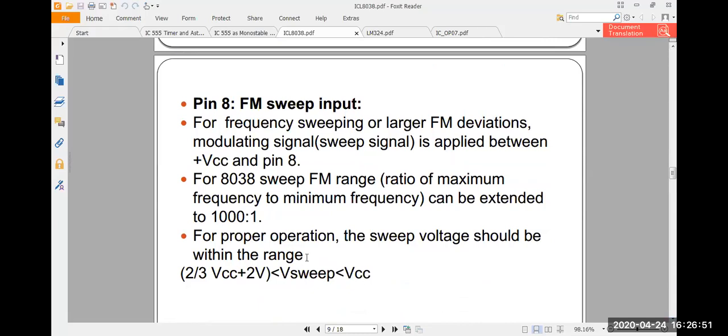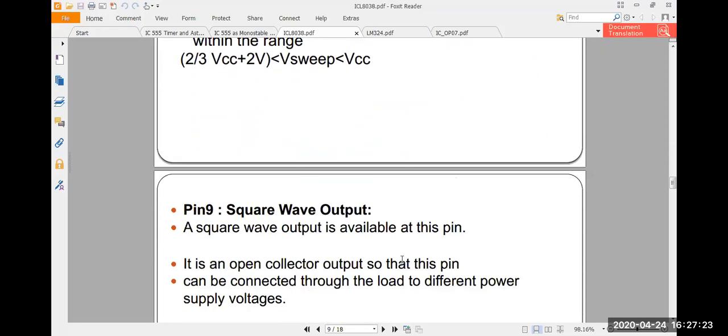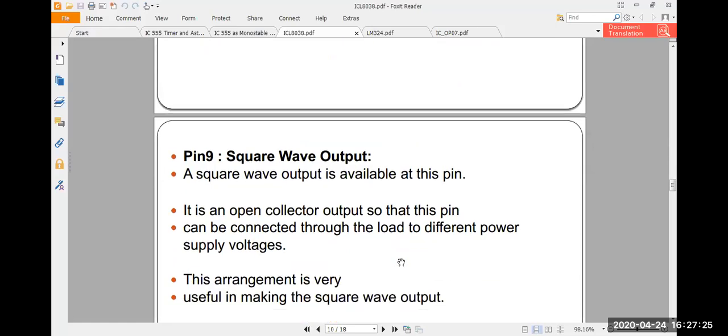For proper operation, the sweep voltage should be in the range 2/3 VCC plus 2 to VCC. See, as I'm telling you, for different applications, we can make use of various pins of this IC 8038. So for frequency modulation purposes, these are the pins that you need to make use of, so that you can produce a faithful output. Pin number 9, we have a square wave output available.